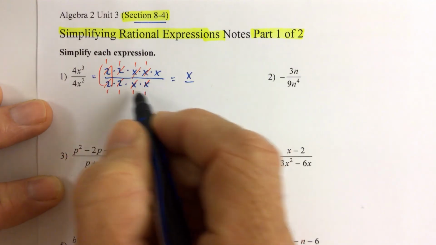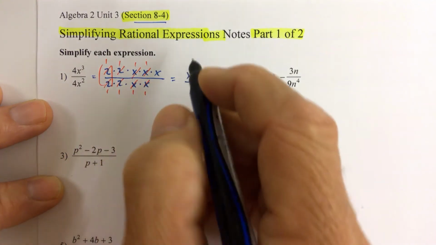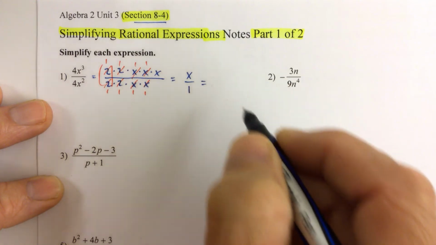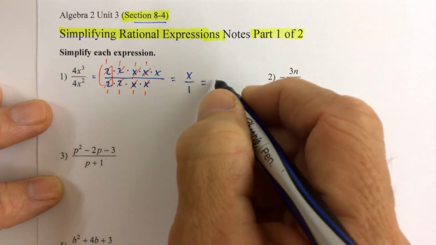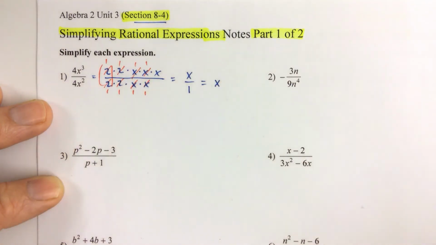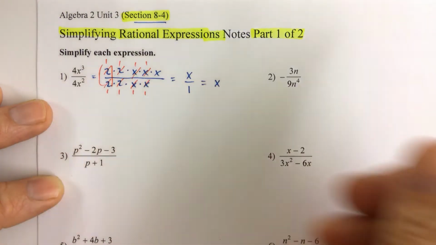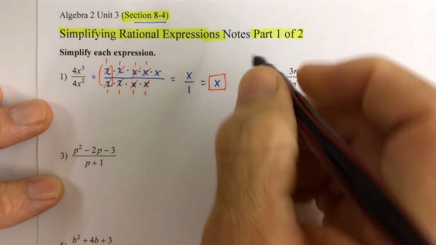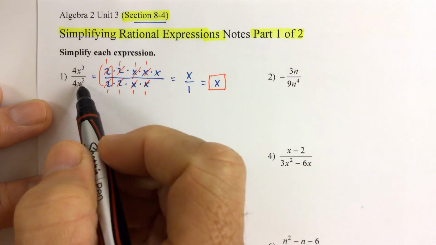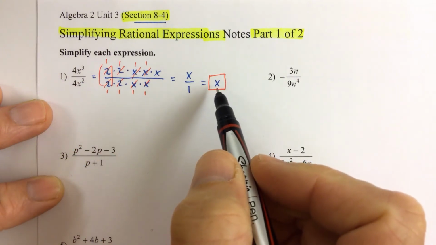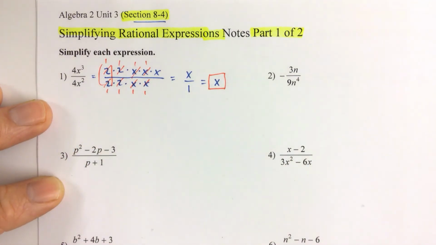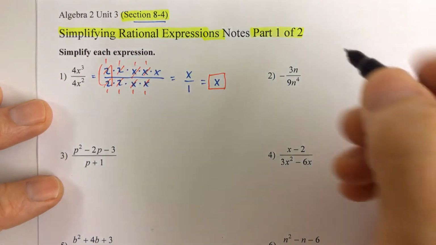Downstairs here in the denominator we have 1 times 1 times 1 times 1, and that also equals 1. So we have x divided by 1, and we know that any real number divided by 1 is just the real number. So all of this simplifies. 4x cubed divided by 4x squared simplifies to just x. So I urge you, before I do number 2 here, to pause the video and try that one on your own.